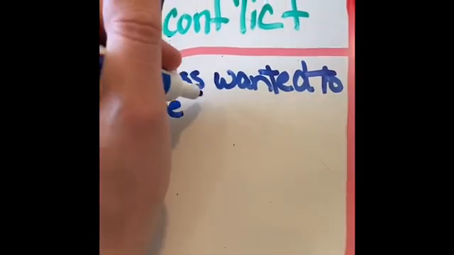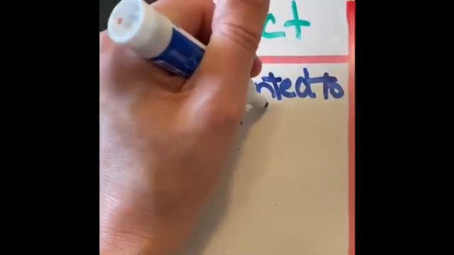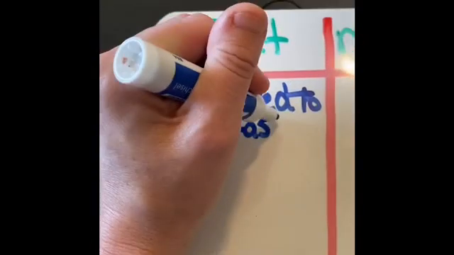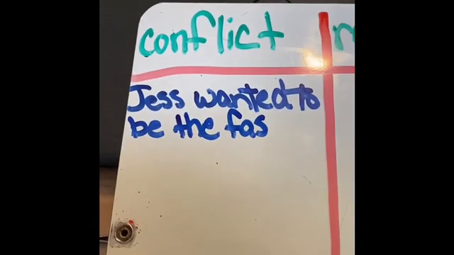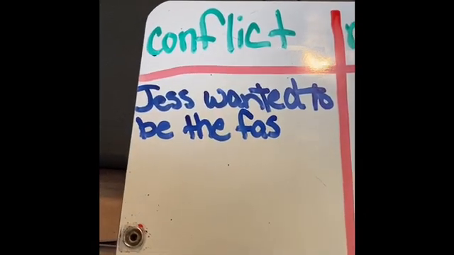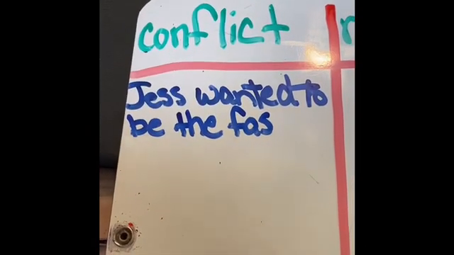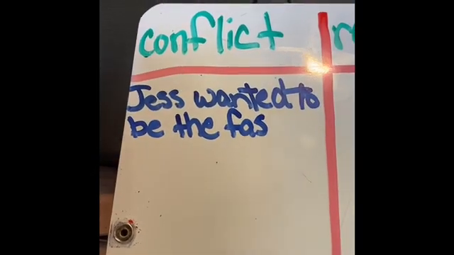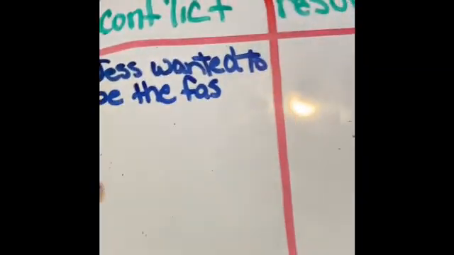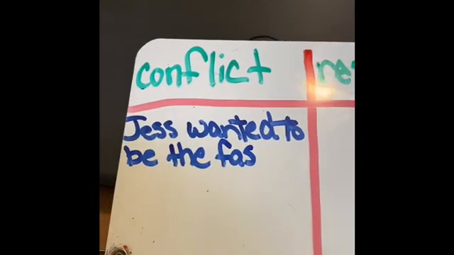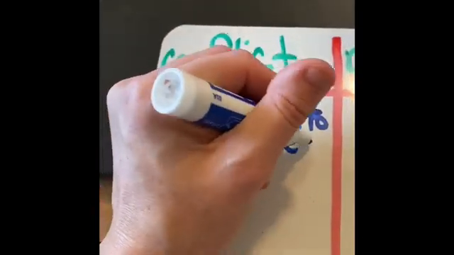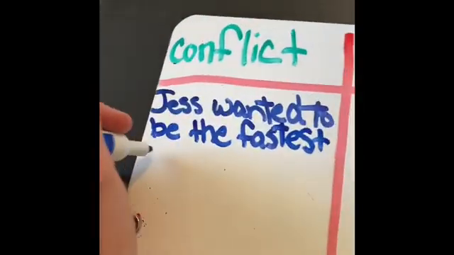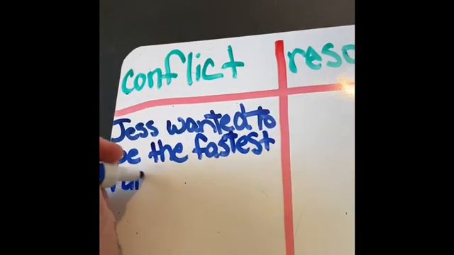Just wanted to be the fastest. Now, if you did not read Bridge to Terabithia and you read your own book, yours is not going to look like mine, and you're probably going to have to ask a parent for some help with this. But hopefully the concept will help you out here, and the examples we're giving you will help you out. Jess just wanted to be the fastest runner in the fifth grade. So that'll be our first conflict.